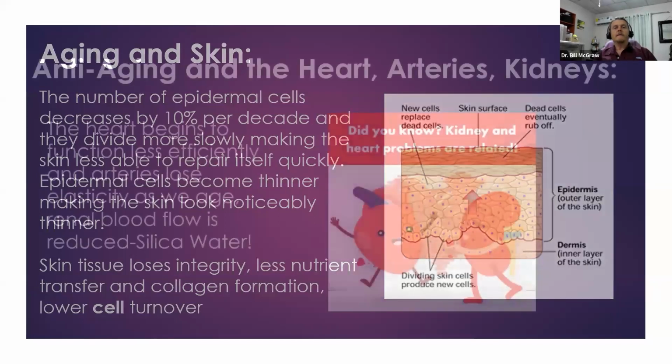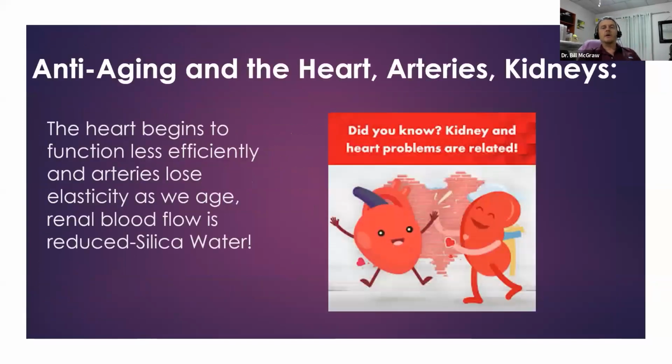Less wrinkles. How about this? Anti-aging in the heart, kidneys, and the arteries. Well, the kidneys and the heart are directly related. As the kidneys filter the blood pumped by the heart, they're able to remove toxins so that there's less arteriosclerosis. So if you have bad kidneys, chances are you're more likely to develop arteriosclerosis.